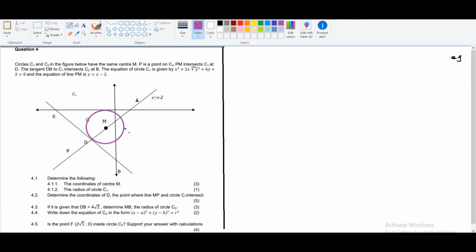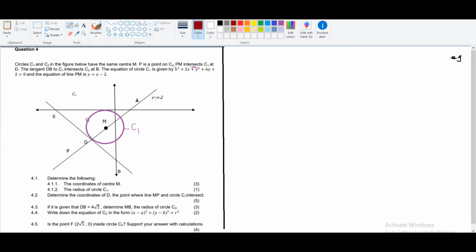We said this circle is C1 because this is a tangent, right? They said the tangent DB to C1, so this is a tangent. It only touches this circle at where? At only one point. The language of maths is important there. Okay, right, let's see the other one.